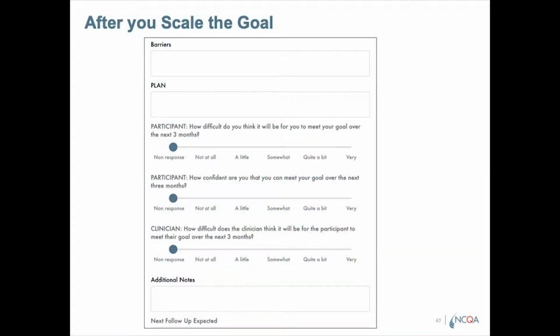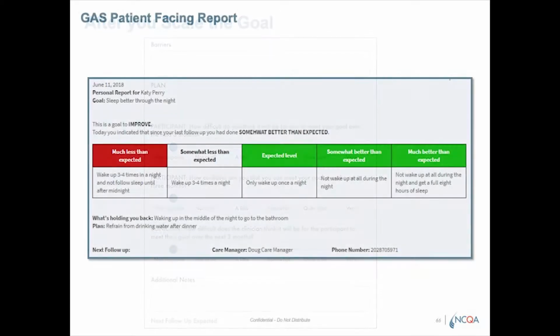Same with the prom that we did. After you do that, you talk about what the barriers to achieving that are. These are the same questions: difficulty, confidence, and then your rating of difficulty.